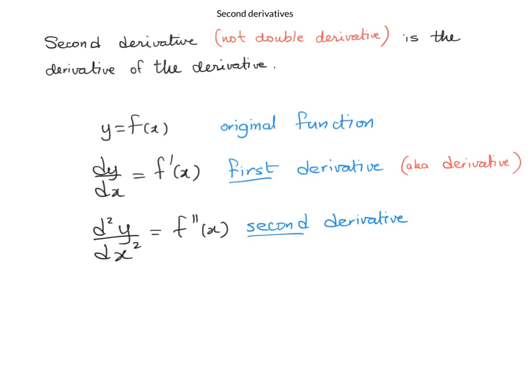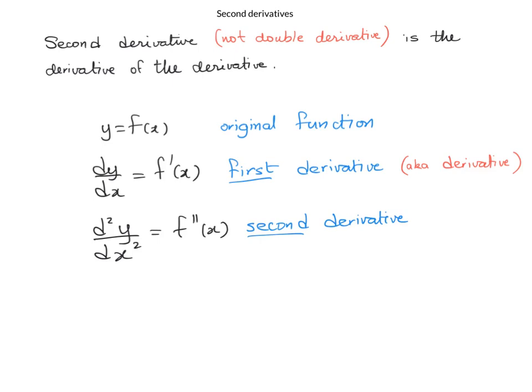So this lesson is about what are called second derivatives. The second derivative, which you should not refer to as the double derivative, even though some people do, that's not actually correct. The second derivative is the derivative of the derivative. So you take the derivative first, like you normally would. That becomes a new function, and then you take the derivative of that, and that's called the second derivative.